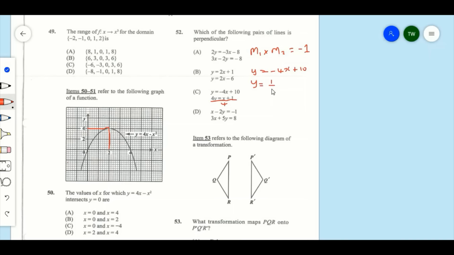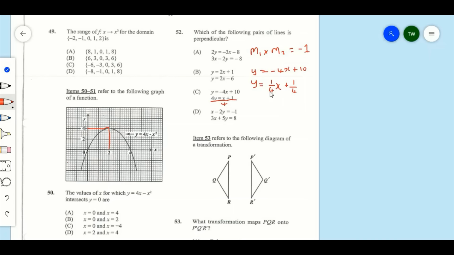1 over 4 x plus 1/4. Now, the gradient of both lines is the coefficient of the x term. So here, the gradient of this line is going to be -4. And the gradient of this line is going to be 1 over 4.